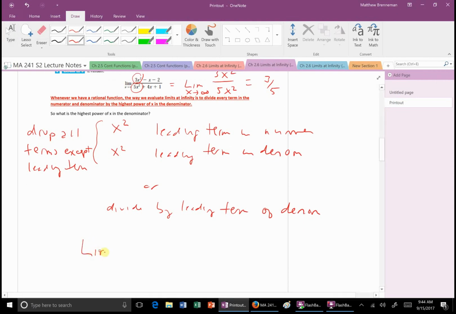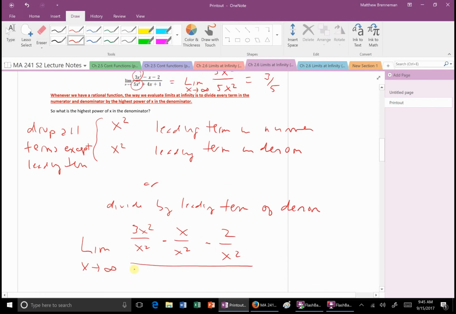So if I want to take my time about it, I'm going to get 3x squared over x squared minus x over x squared minus 2 over x squared. I'm dividing everything by x squared, top and bottom. 5x squared over x squared plus 4x over x squared plus 1 over x squared.